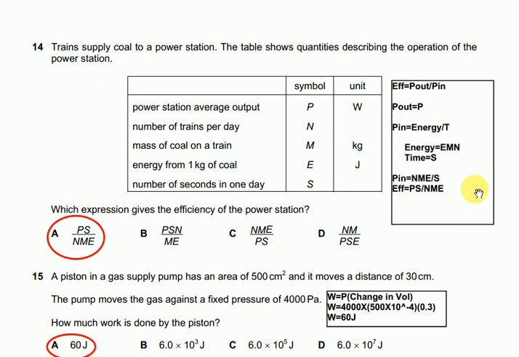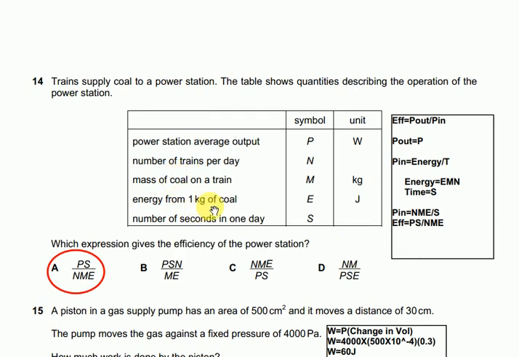So efficiency is power output over power input. Power output is given as P. Power input can be found by using the formula energy over time. Energy from 1 kg of coal is E, total mass is M, so EM will be the energy, and the number of trains is N, so EMN is the total energy, and time is S, so EMN divided by S will be the input power. So efficiency would be P over EMN over S, which will make PS over NME. So A is the answer.